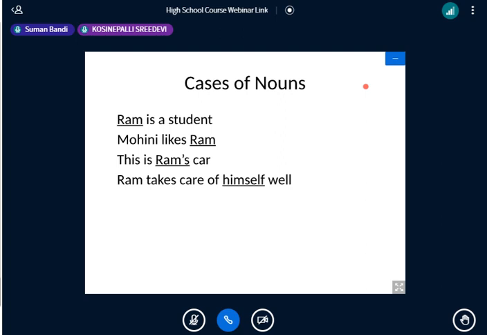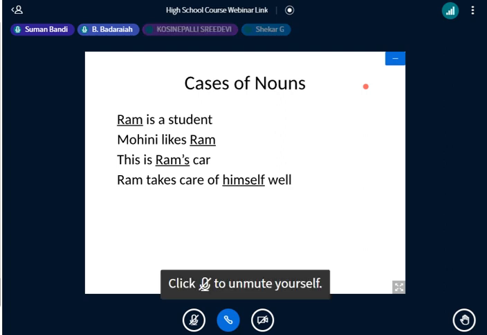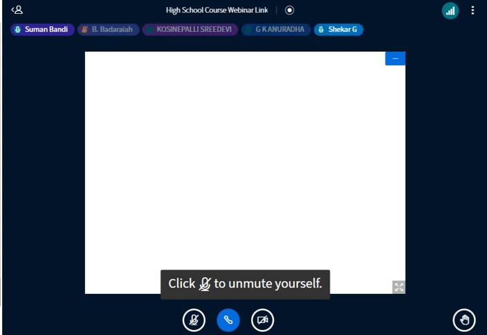And the last one is reflexive case. Actually, this is a pronoun. But then a pronoun is after all a representative of a noun. So when we want to repeat a noun again as an object, in English we don't use the noun again. For example, Ram likes Ram, Gita likes Gita. Instead, we use a reflexive pronoun. But the case is the same. It is a reflexive case. Clear? Cases? Next.